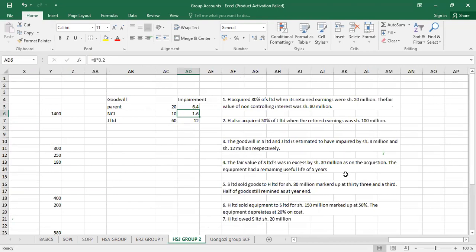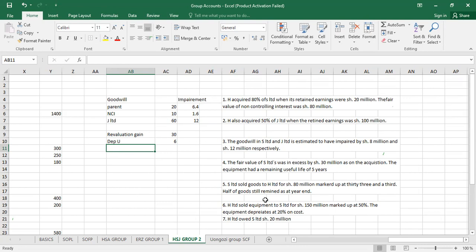Then when you see this excess, the revaluation gain, it was an excess of 30 million. So the excess results in depreciation undercharge, of which it will be 30 divided by 5, since we had the remaining useful life of 5. Then remember, this depreciation undercharge is the one that will go to the parent and the one that will go to the NCI.